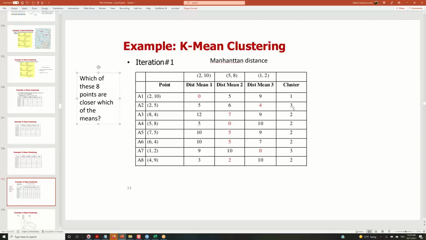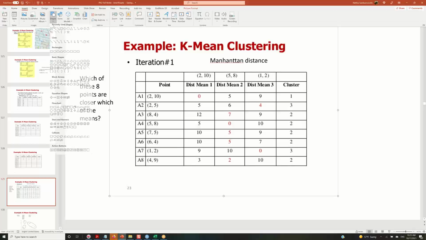Why cluster 3, sir? Because it has the lowest distance from its mean. Oh, okay. So the closer one, you should say it belongs to. The togetherness. Okay. So next one is 8.4, which is the shortest distance among these 3 means. So 7, which is 2. Assign it to cluster 2. This is the cluster assignment. Okay, I see. So I can put it as assigned cluster.